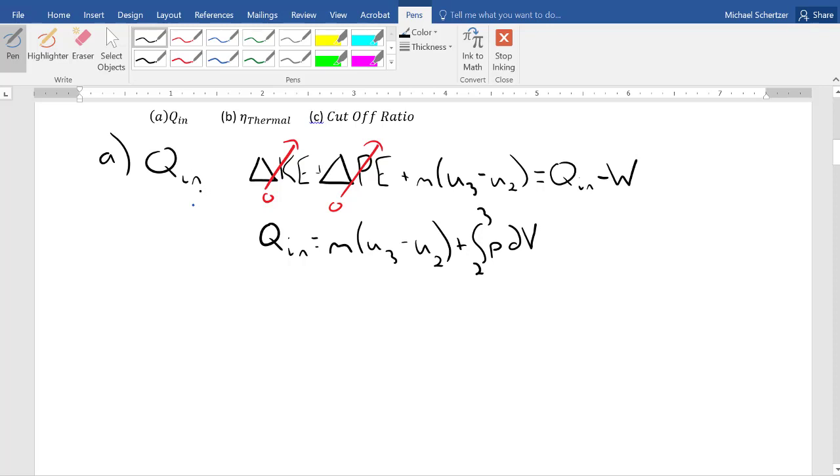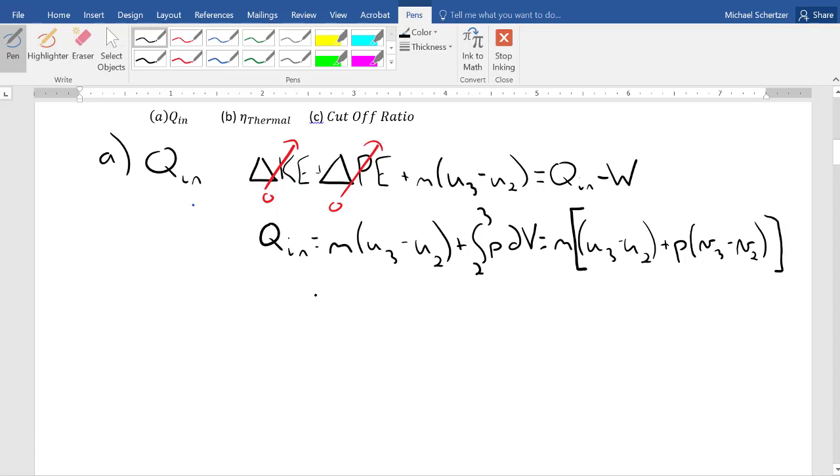But I know my pressure is constant, right? So because my pressure is constant, I can bring it out of the integral. So this is going to be m times U3 minus U2 plus the pressure times, because this is big volume here, I'm going to make this now a little volume, and I'm going to do that by multiplying by mass. So I'm going to say mass times all of this stuff over here. So this is now going to be pressure times little v3 minus little v2.